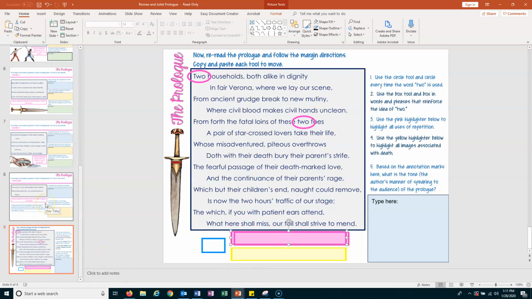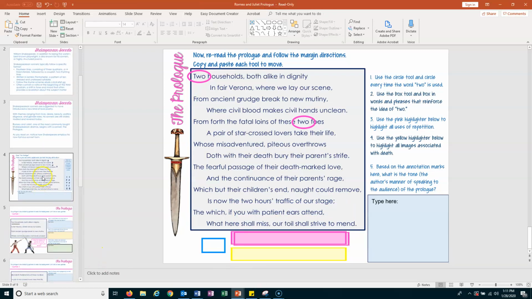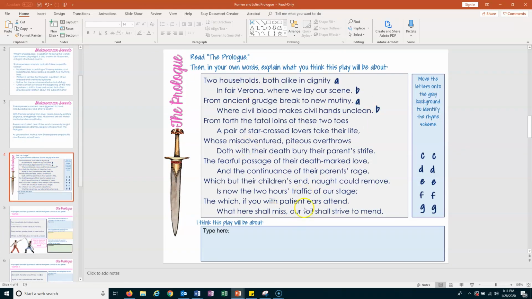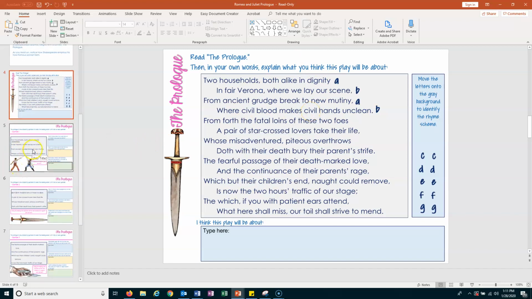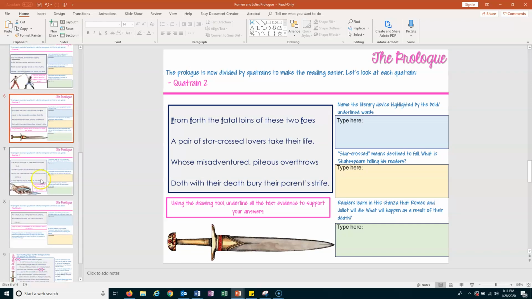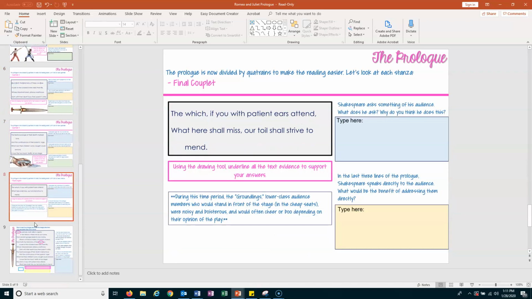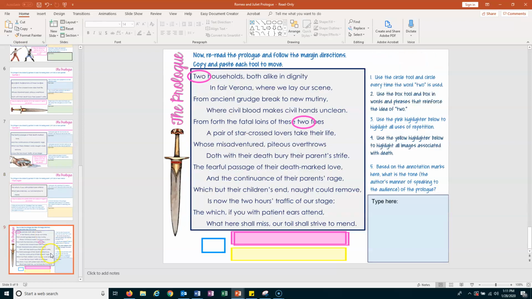In general, understanding the prologue is going to be your biggest struggle. But for the most part, I think most of you will be able to read into it pretty well since most of you already know what Romeo and Juliet is about. And then these sections where you're filling out the quatrains and the last couplet shouldn't be too bad for you, and same with this last thing. If you have questions, please let me know.